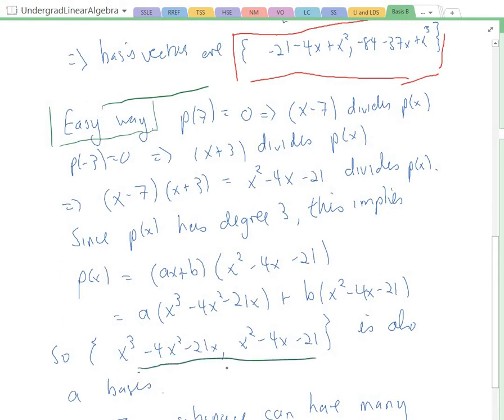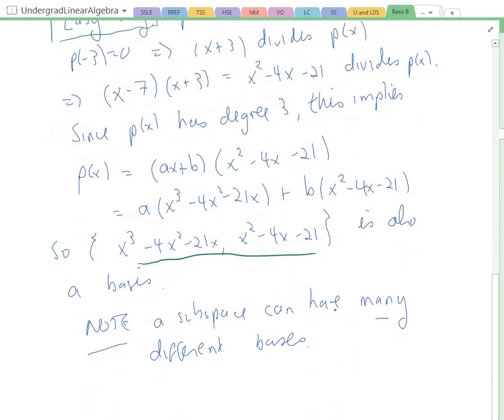Okay. Now notice a single subspace can have many different bases. You don't just have one basis for a subspace.